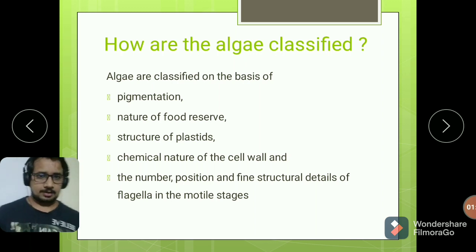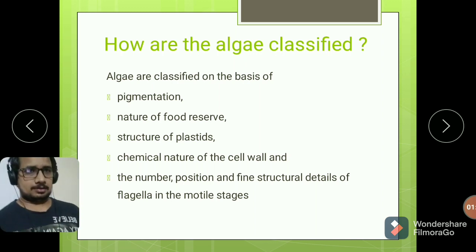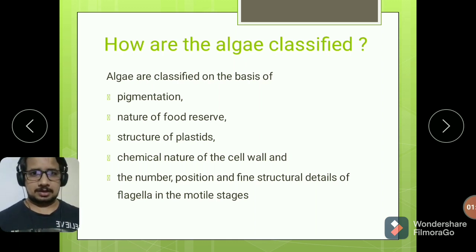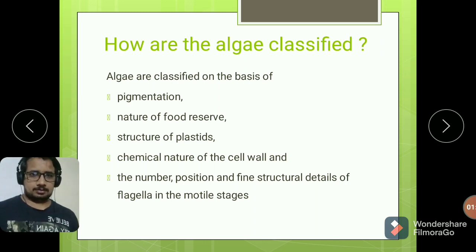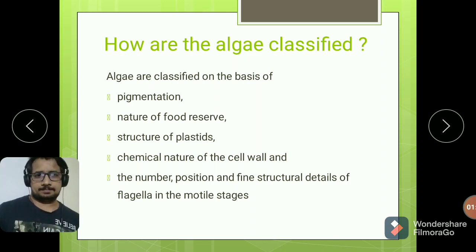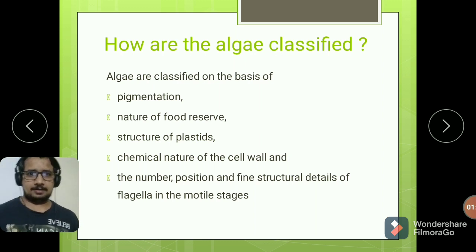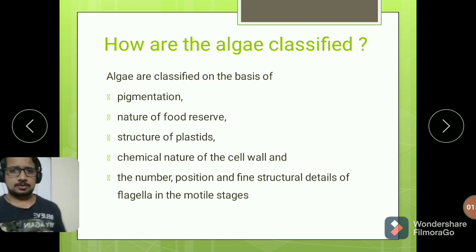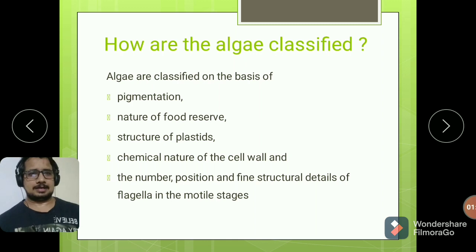In pigmentation, we need to know which pigments are present in the algae, such as chlorophyll, xanthophyll, carotenoids, or fucoxanthin, fucoerythrin, or other specialized pigments, and the nature of the food reserve present in them. There are many different food reserves or stored food materials, such as starch, glycogen, fats, oils, etc. The structure of plastids includes the detailed structure of chloroplasts, such as their membranous structures.